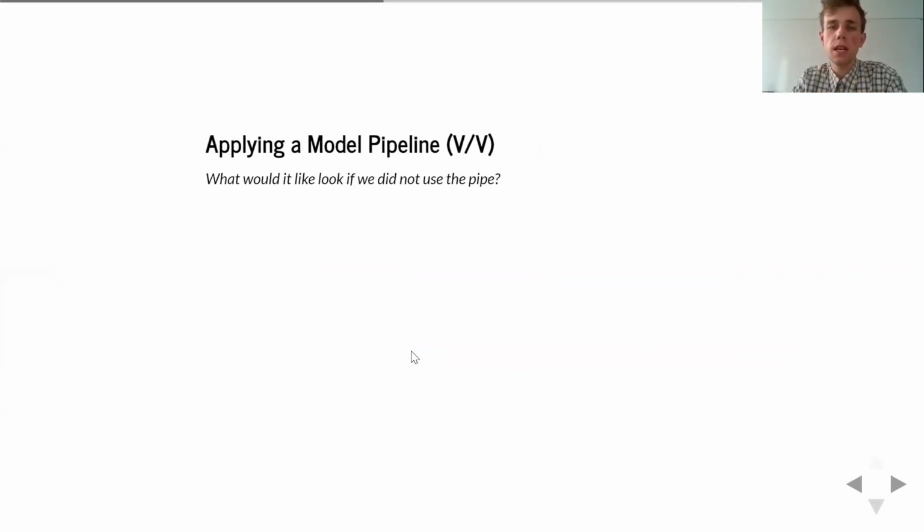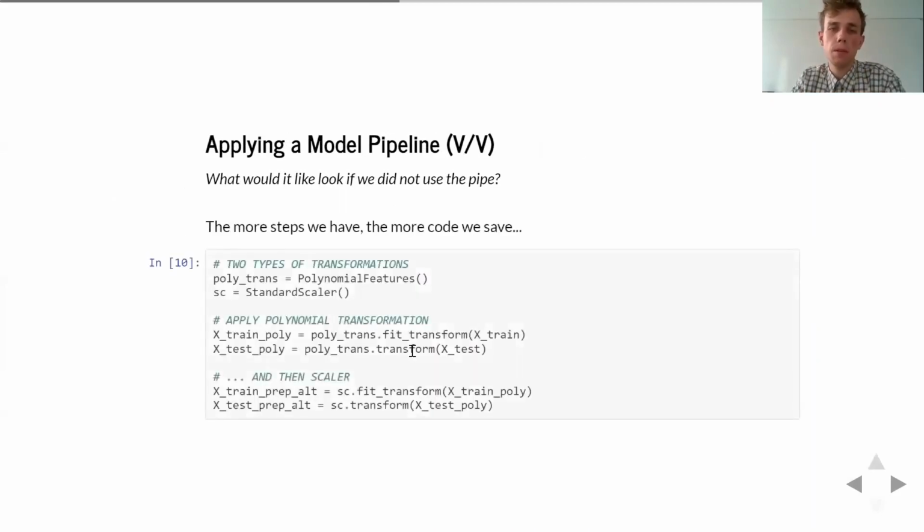So what would this look like if we did not use the pipe? So then we would have more steps, we would have more code. So then we would have to specify this object poly transformation as the polynomial features here, and then SC as the standard scaler. And then we would apply these two functions or methods down here. So basically we get 4 lines of code now.